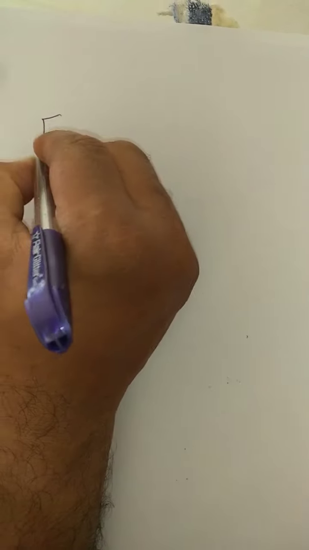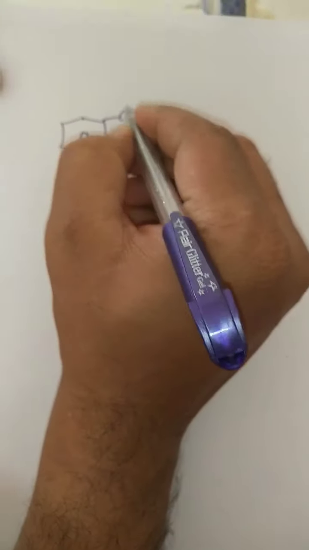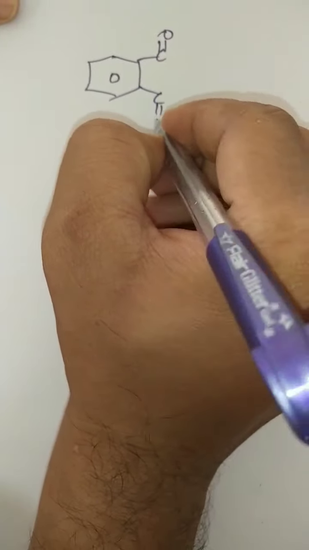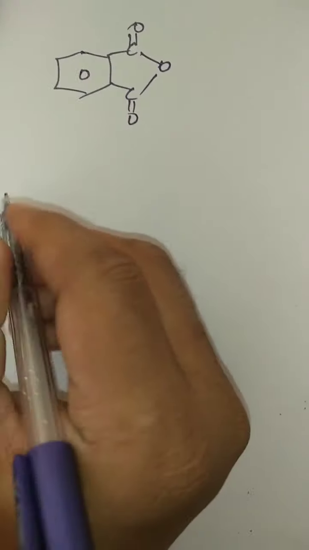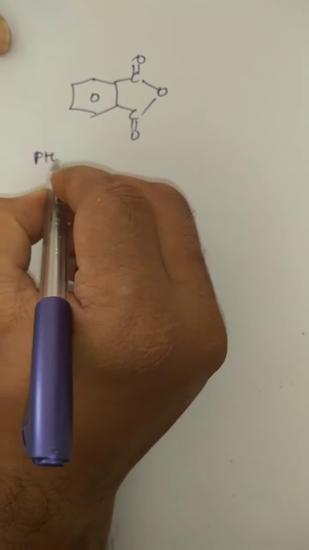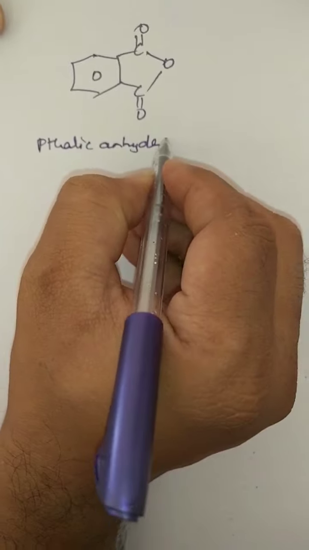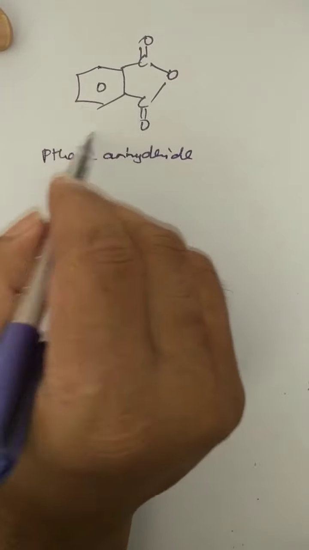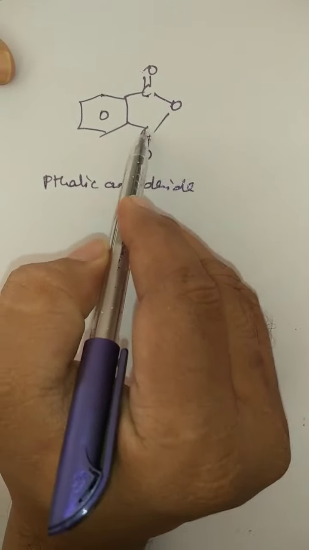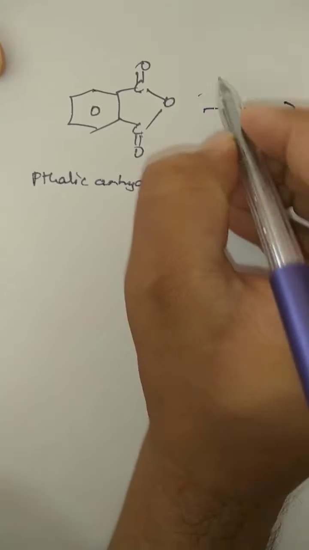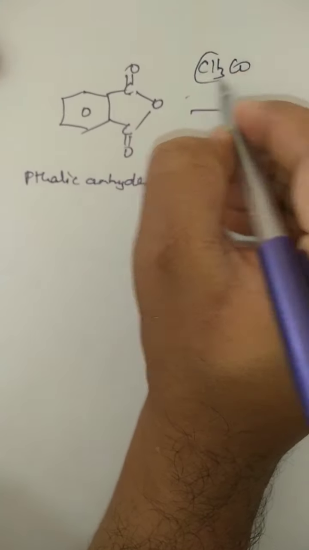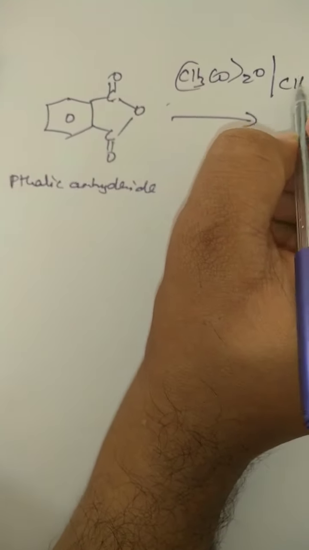See, one more example I will give, especially for IIT students, important applications. So this is phthalic anhydride. If you observe this, no alpha hydrogens will be there. This is the functional group, no alpha hydrogens. This interacts with acetic anhydride in the presence of sodium acetate.